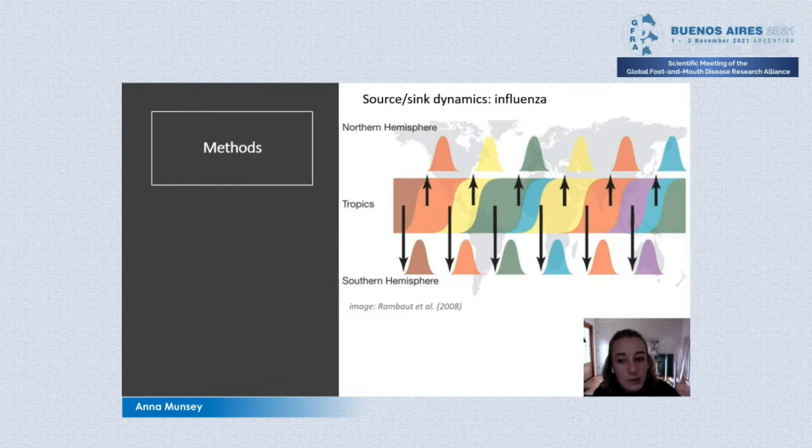So for influenza, it's been shown that the tropics serve as a viral source because in these areas a favorable climate allows for year-round transmission, resulting in higher genetic diversity shown by the different colors before being exported to the northern and southern hemispheres, which serve as influenza sinks. So source areas are areas in which control measures can potentially have a greater impact.